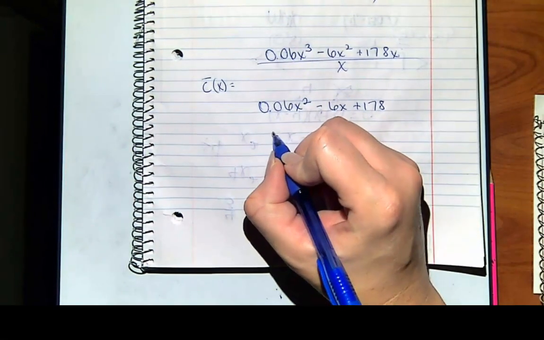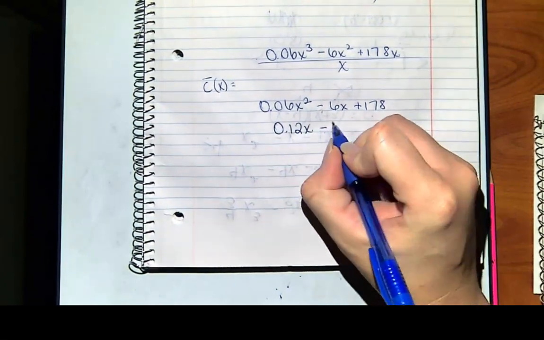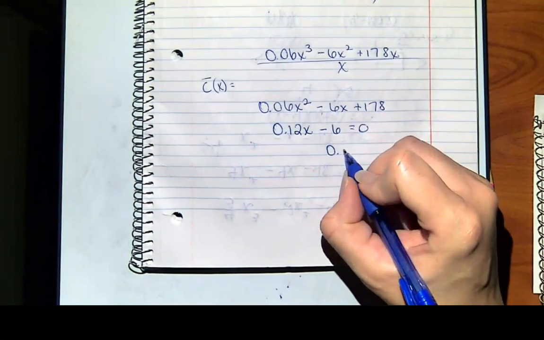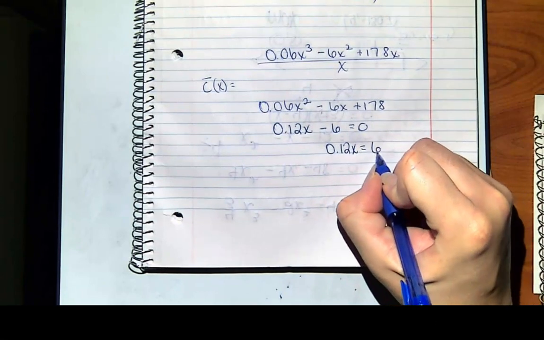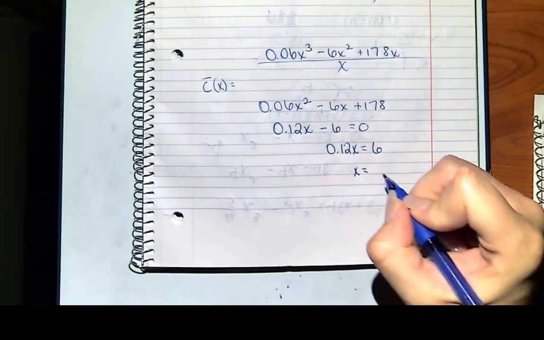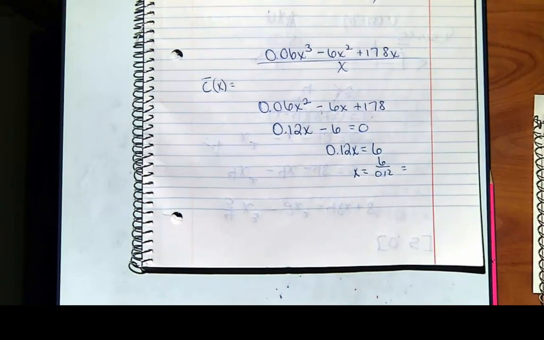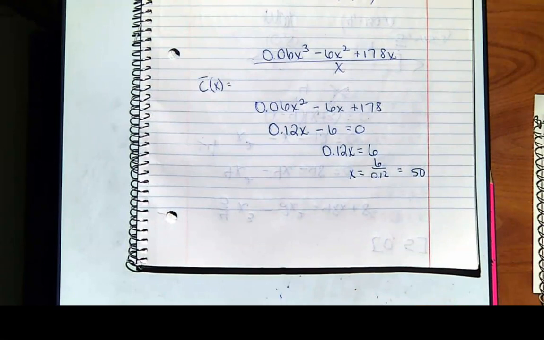So this, drop your exponent out front. Minus 6 is 0. So I'm going to add 6 to both sides. So 0.12x equals 6. And then divide both sides by 0.12. So 6 divided by 0.12 should be 50. Yay! So if x is 50, that's going to be your lowest average cost.